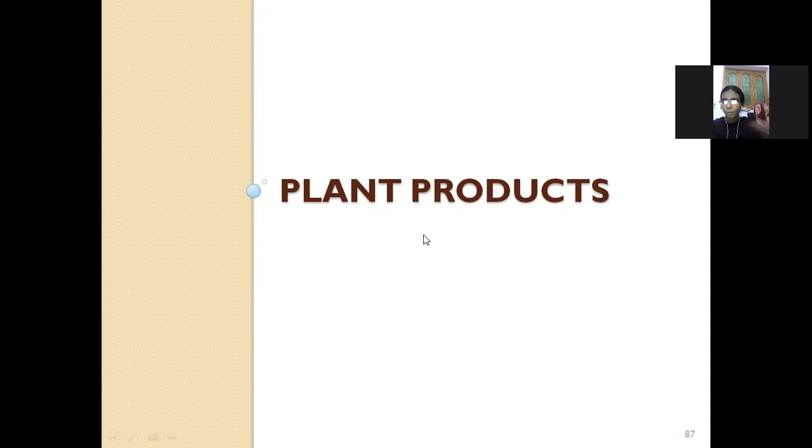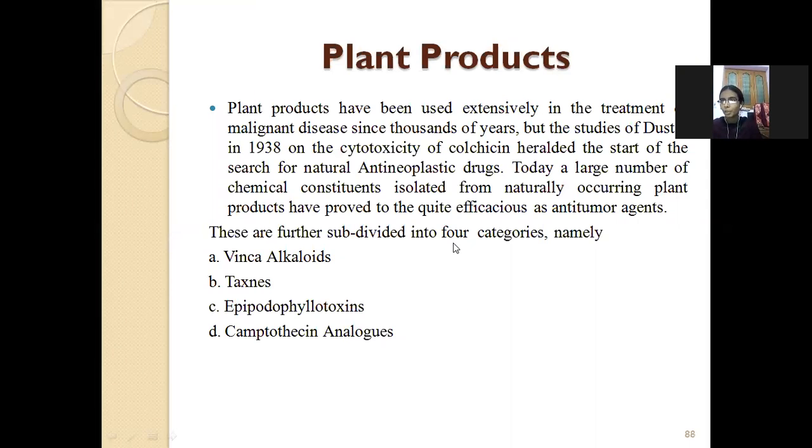Next topic is plant products. In plant products, the drugs are extracted from the plant, that is, natural products. These natural products have been used in the synthesis of chemical constituents. Plant products have been used extensively in the treatment of malignant disease.